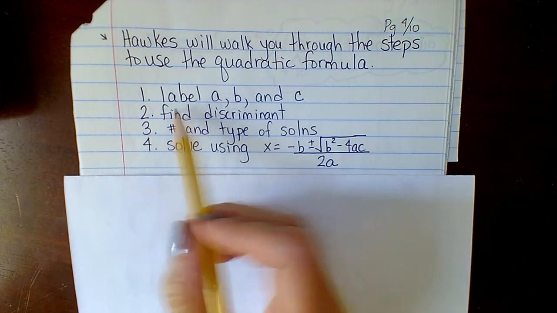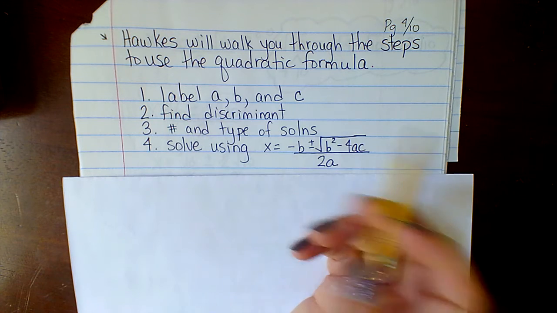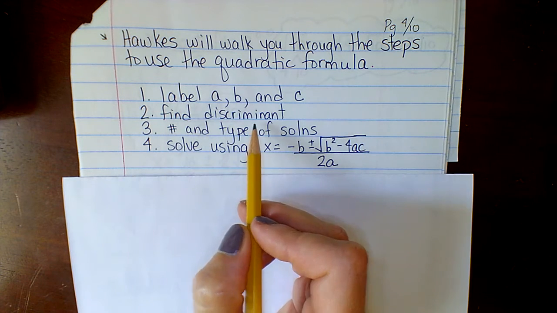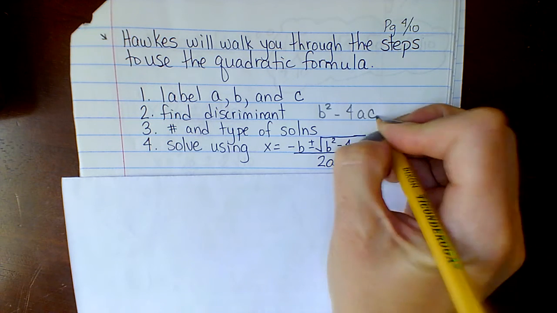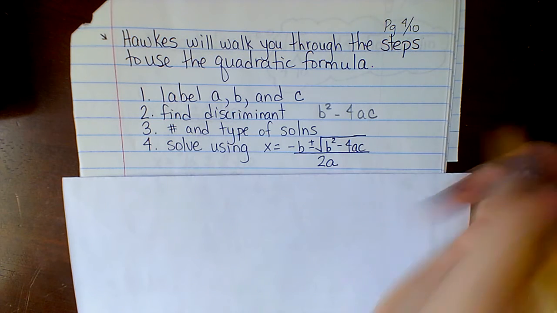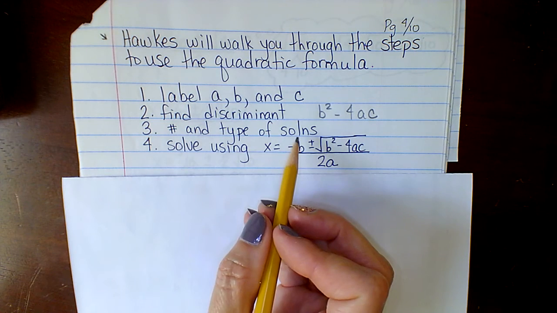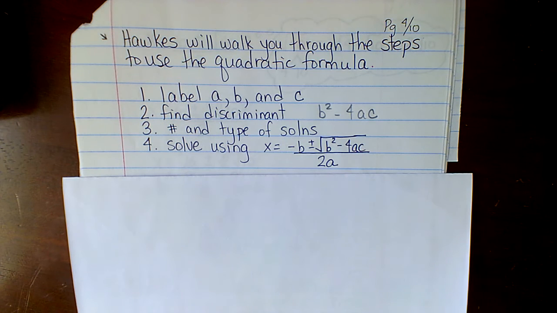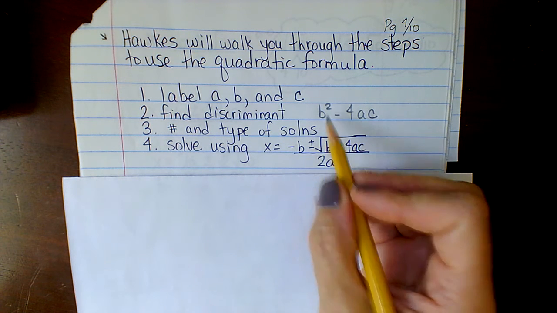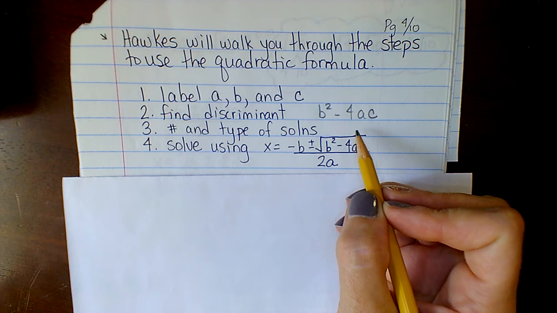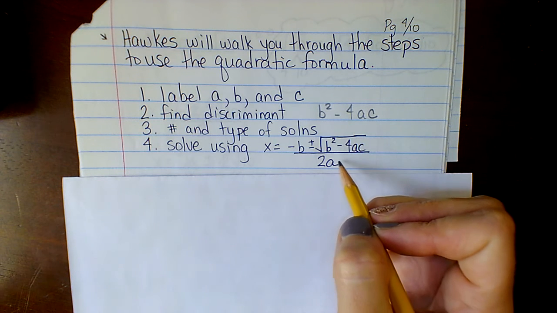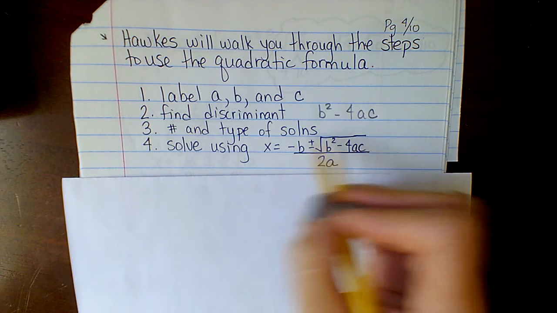So the first part on these, you're going to have to label A, B, and C. Then it's going to ask you to find the discriminant. Remember, that's the b squared minus 4ac. Then, just like the previous examples, it's going to ask you for the number and types of solutions. So you're going to look to that discriminant. Is it positive? Is it negative? Is it 0? Then the last step, we're going to solve using the quadratic formula.